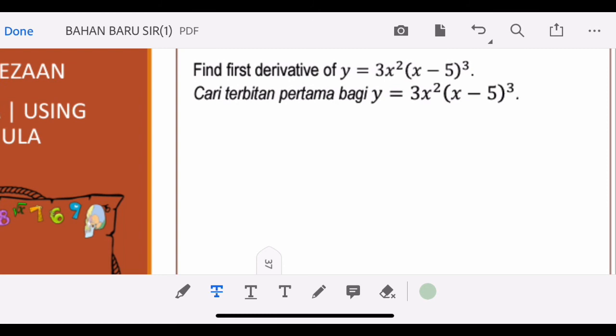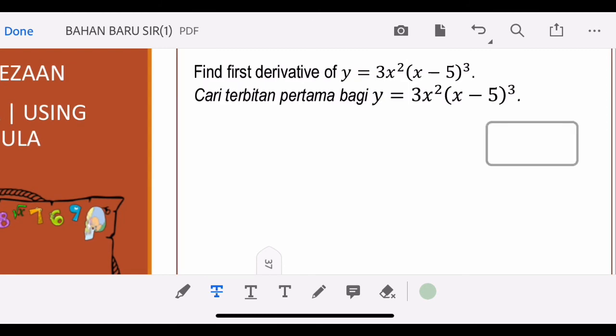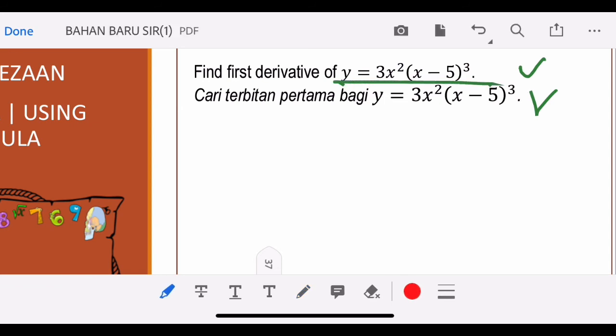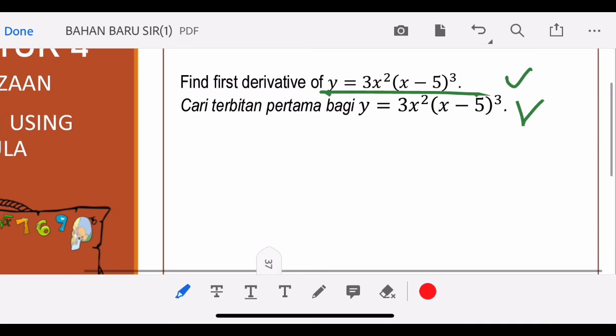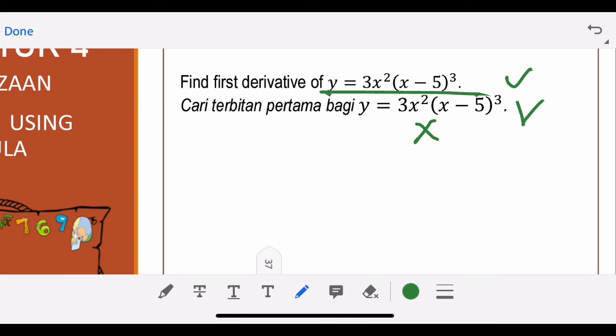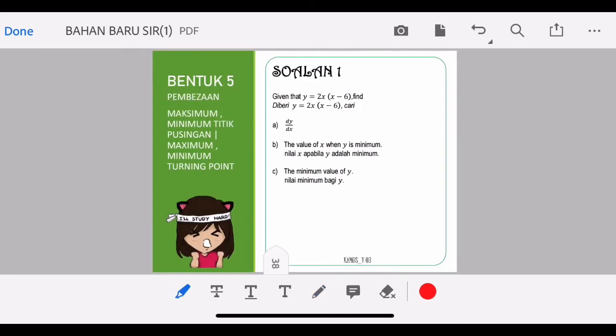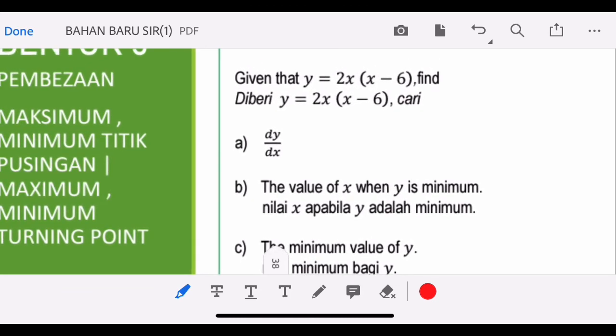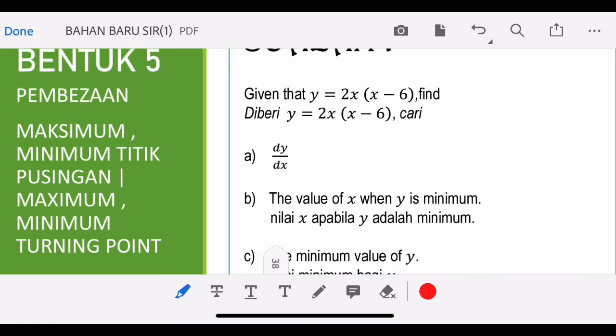So here are a few questions you may try. So I leave it for you to try this one. Okay, differentiate this. Try on your own. Okay, so this one involves the product rule, multiply. Okay, so you try to do. And then we will discuss more questions on application after you master all the skills.